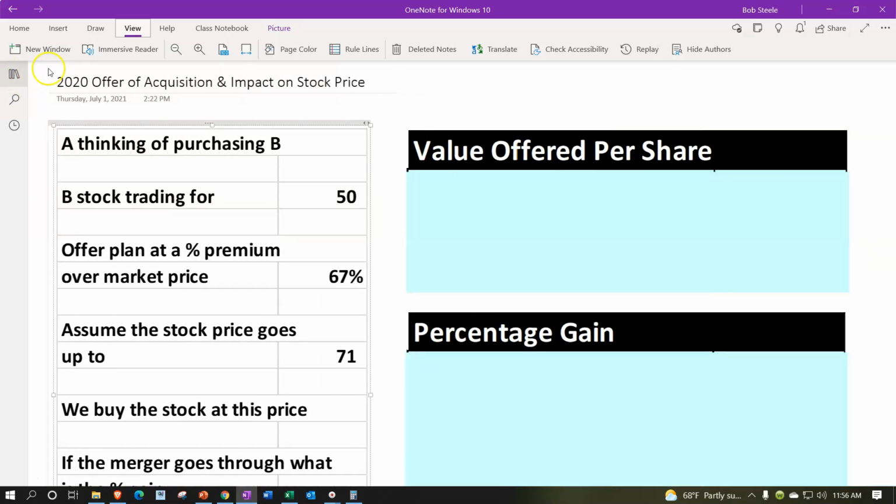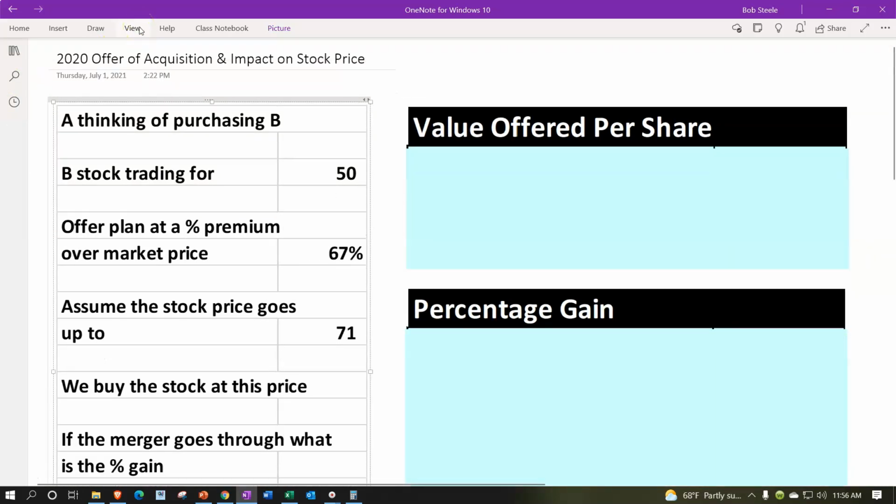Closing the icon, we've got our information up top, calculations on the right and down below. We're looking at an acquisition type of situation, this time from the perspective of an investor, thinking about a situation where one company is acquiring or merging another company. What then would be the impact on the stock price? What would be the impact if you were going to speculate basically on a merger type of situation?